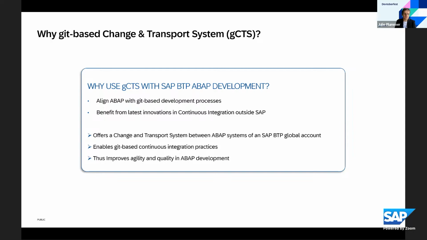The change and transport system that we offer allows you to simply transport development between ABAP systems, that is, sub-accounts of a single BTP global account. This allows you to incorporate some of the Git-based continuous integration practices, and this makes your development more agile and maintains the high quality in the cloud.